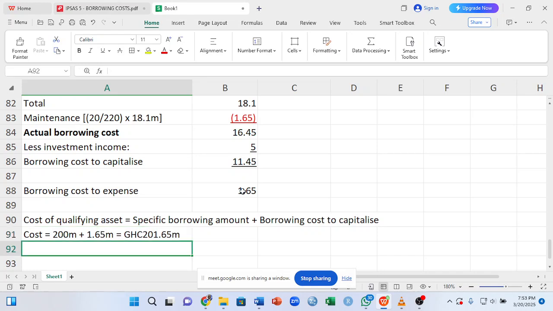So that's that. Are you okay with this question? Is there a question? The formula says specific borrowing amount plus borrowing cost to be capitalized, but here you are using borrowing cost to expense. Oh, okay, sorry. It was an oversight. So it's 11.45 rather. So that will give us 211.45. That was an oversight. Thank you for the correction. Any other question?